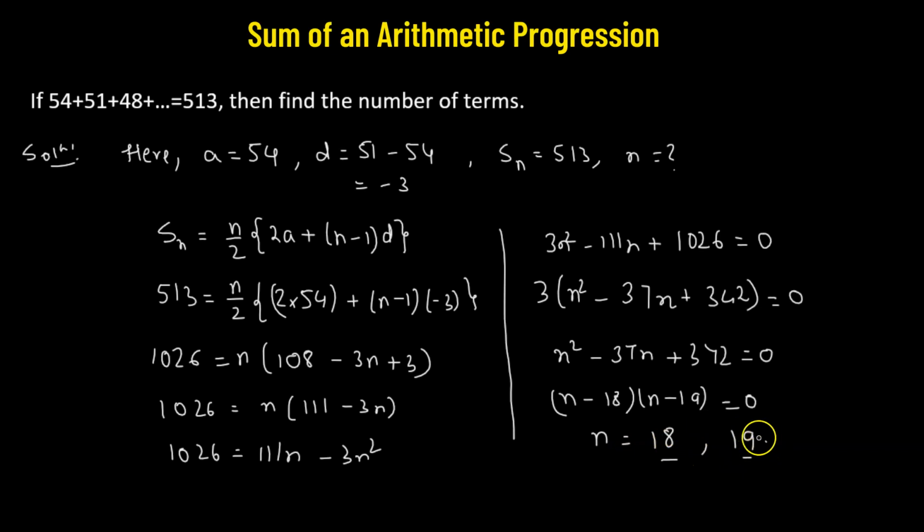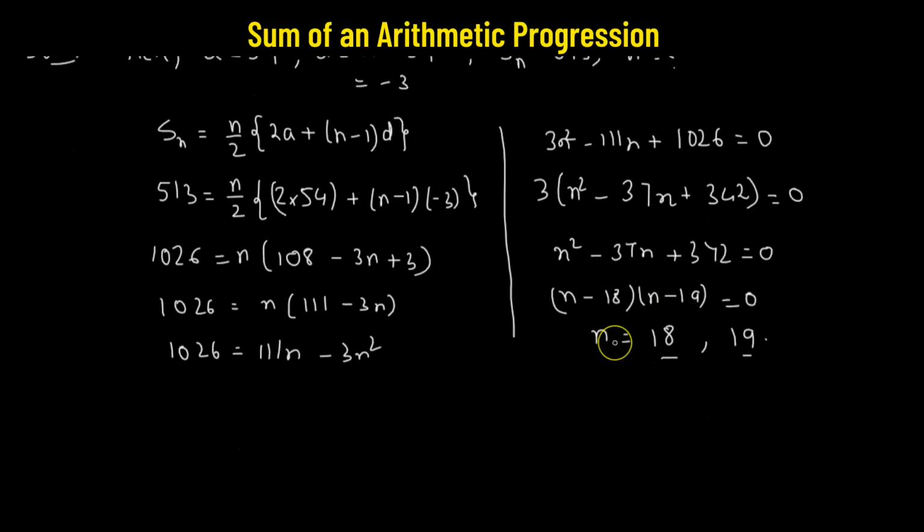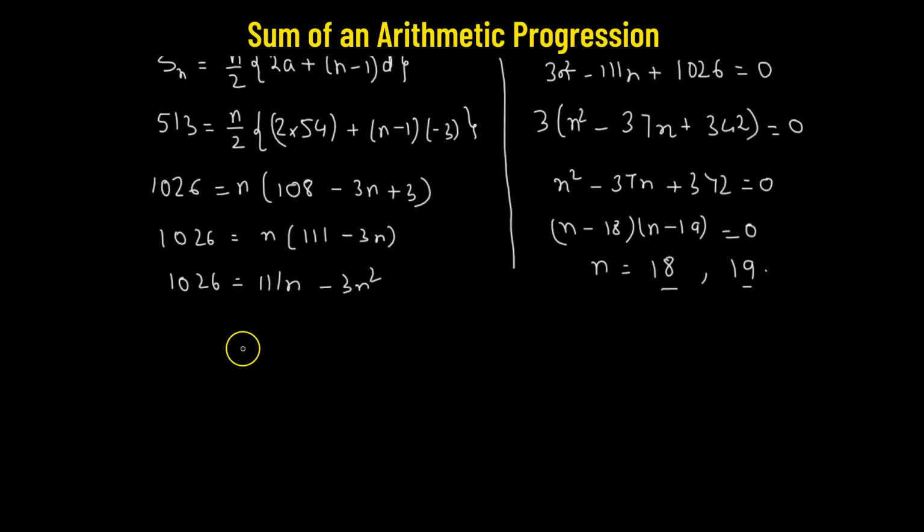But we have here two values of n. That means we could have either 18 terms, or we could have 19 terms. The meaning behind this is, let's try to find out the value of the nth term. So let's say the nth is the 19th term.